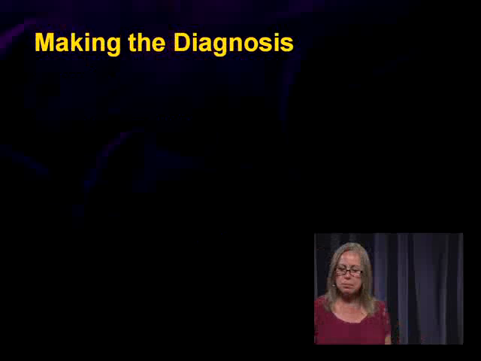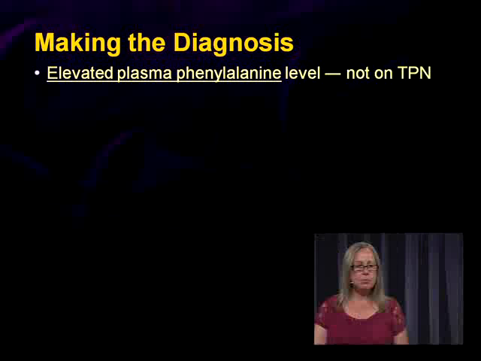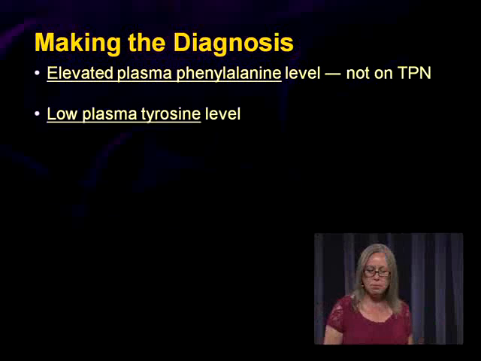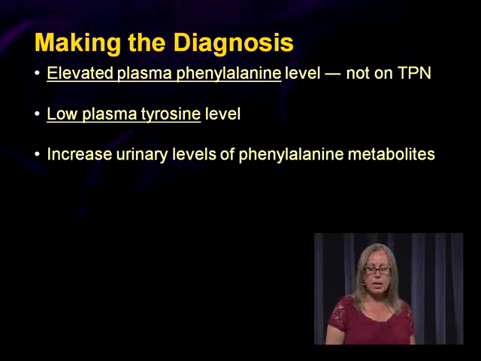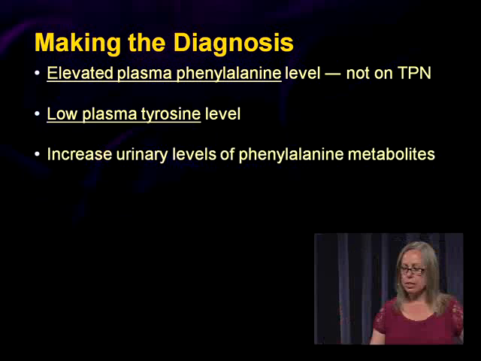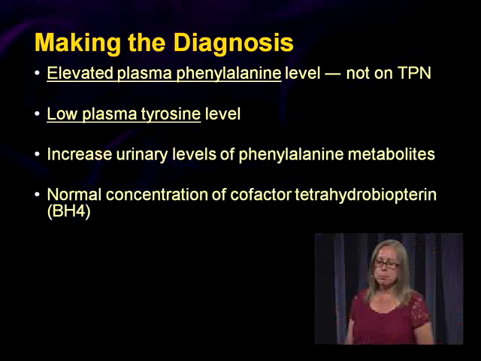So to make the diagnosis, you need an elevated plasma phenylalanine level, and the baby cannot be on TPN because that's going to skew what amino acids are going in. And then you have a low plasma tyrosine level. You also look in the urine, and you can find elevated levels of phenylalanine metabolites. And you should also look at tetrahydrobiopterin levels because you need that cofactor to make phenylalanine hydroxylase work.